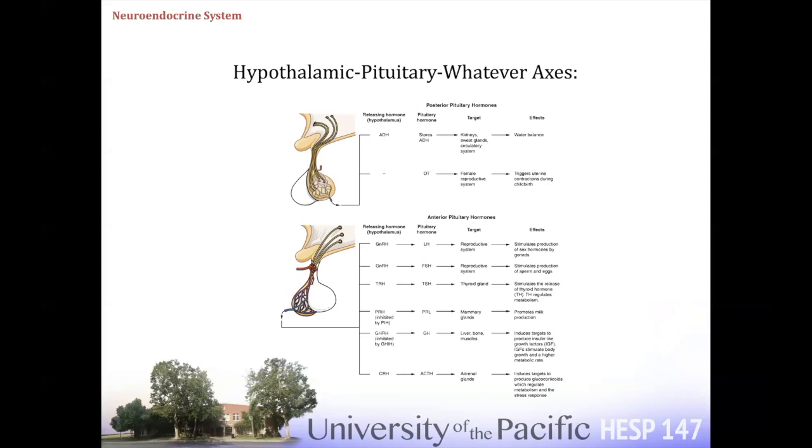It doesn't matter. So hypothalamic pituitary whatever axis. The posterior pituitary, not much going on here. ADH, antidiuretic hormone, that's vasopressin. Arginine vasopressin, AVP. You'll usually see it as ADH. That's the old word for it. Antidiuretic hormone, ADH, is the exact same thing as vasopressin. It's just a different name.